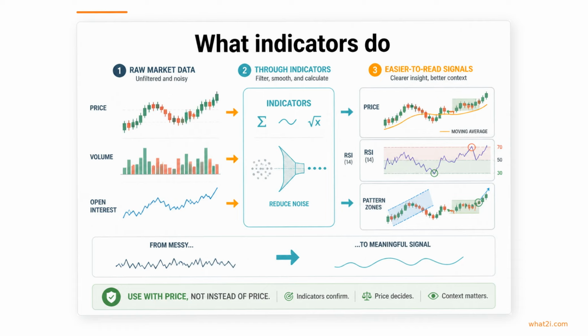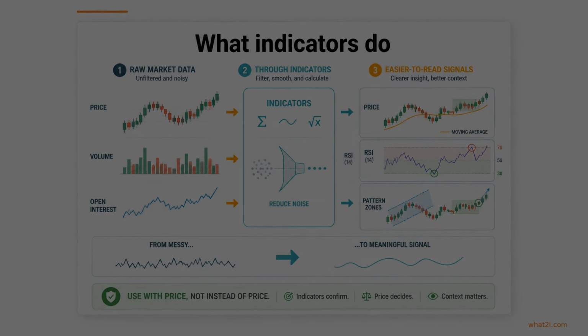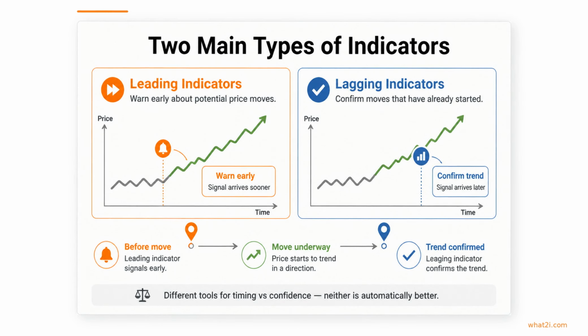But indicators are not replacements for the chart itself. They are tools that support analysis by adding another layer of evidence. Most indicators fall into two broad categories: leading and lagging. Leading indicators try to warn of a possible move before it fully develops. Lagging indicators react after price has already started moving and are often used to confirm what is underway.